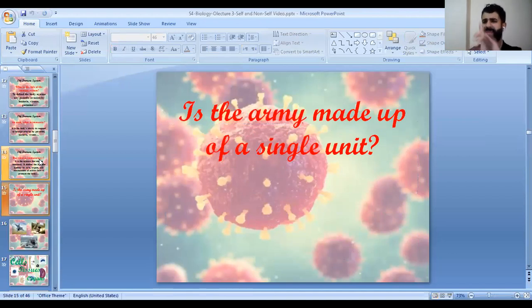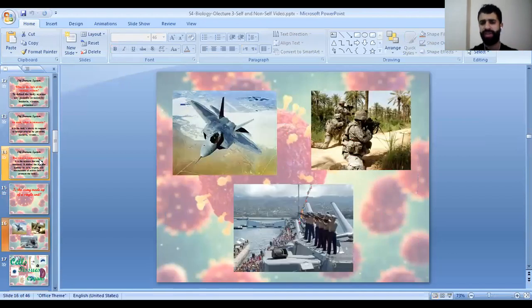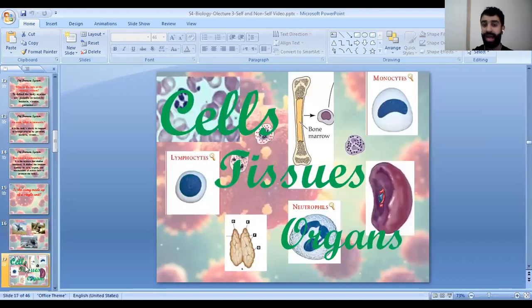Is the army made up of one single unit? You know that in the army, we have airplanes, we have boats, for example the naval forces, and we have the land forces. So in the army we don't have only one unit, as well as in the body. We have cells, we have tissues, and finally, we have organs.